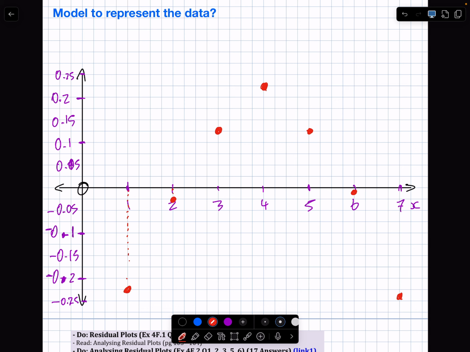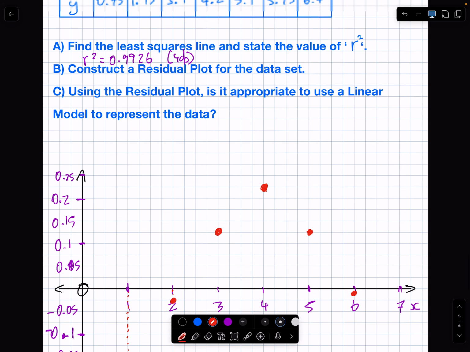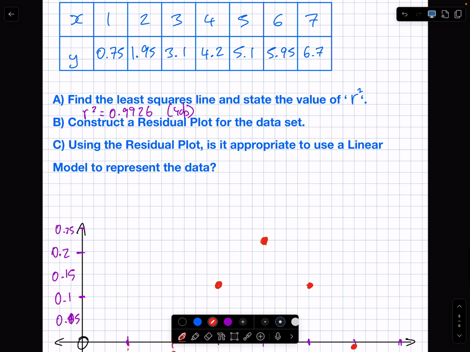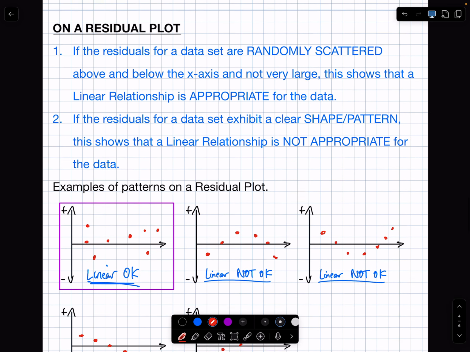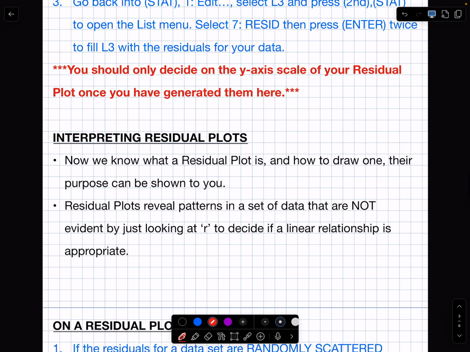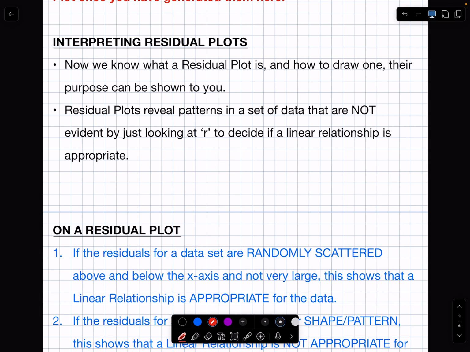All right, can I just have your attention again, please? So you might ask, why did we skip? Wait, so we constructed a residual plot. We did that. We did A. How do I answer C? C comes from the slides that we skipped. Because one of the things that SAC asks you to do is interpret the residual plot. We know what a residual plot looks like. We know how to get the residuals to draw it.